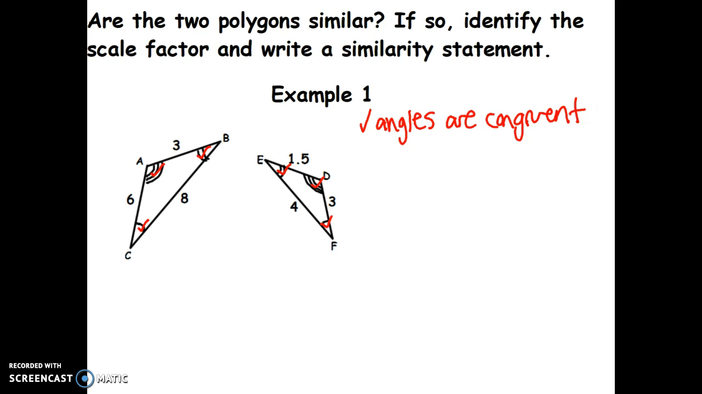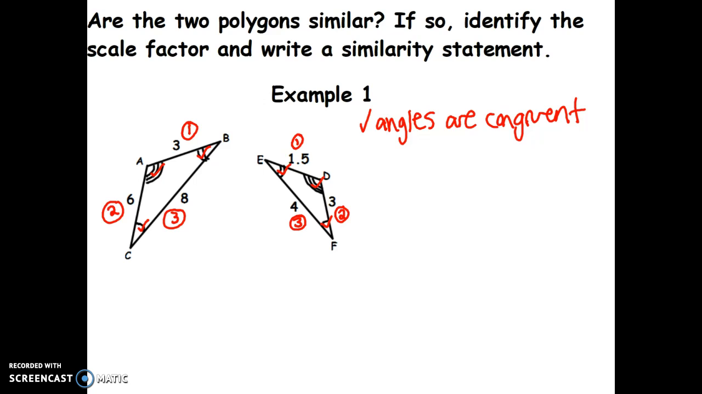The next thing that we have to check is to see if the sides are proportional. So the best way to go about doing this is to take a look at the triangle. And I want you to number the sides numerically from least to greatest. So 3 is the smallest, so that would be number 1, then 2, then 3. Again, we just numbered them from least to greatest, 3, 6, 8. And let's do the same thing for this triangle. So this would be 1, 2, and 3. We just numbered them from least to greatest.